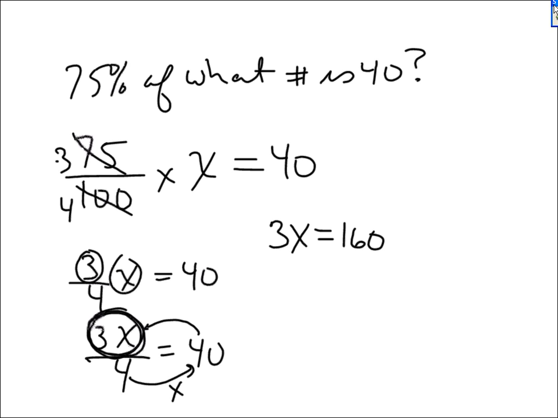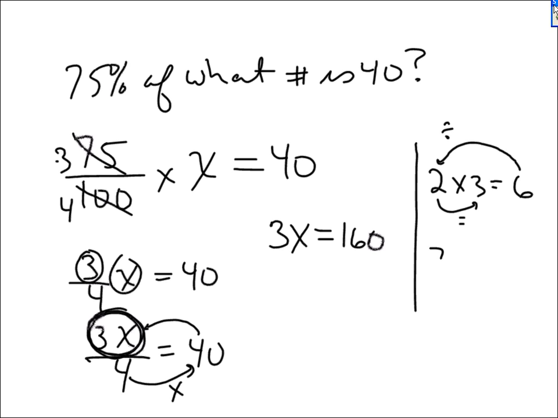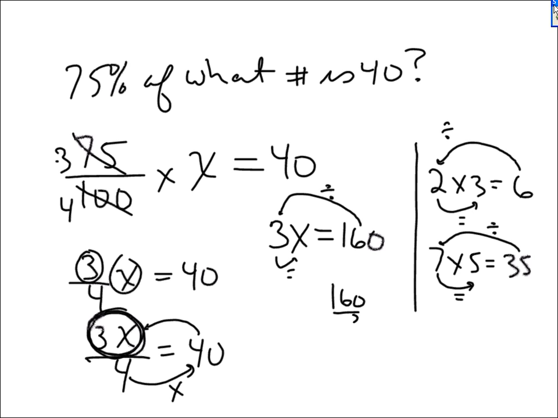Now, let's look at one other pattern that you just must know. If 2 times 3 is equal to 6, well then 6 divided by 2 equals 3. If 7 times 5 equals 35, and it does, 35 divided by 7 is equal to 5. If 3 times x equals 160, then 160 divided by 3 is equal to x. There's the answer.